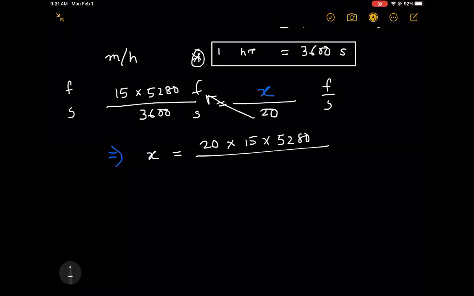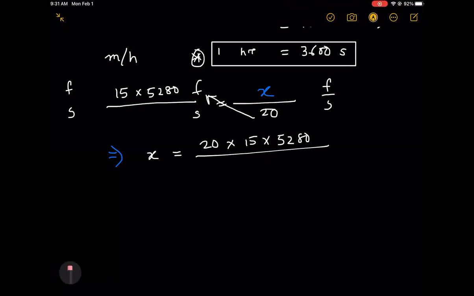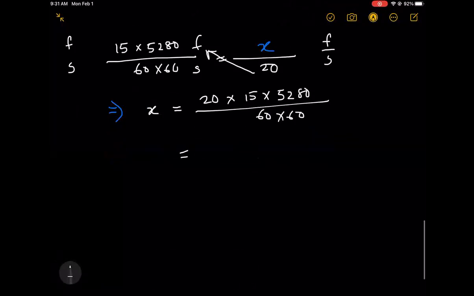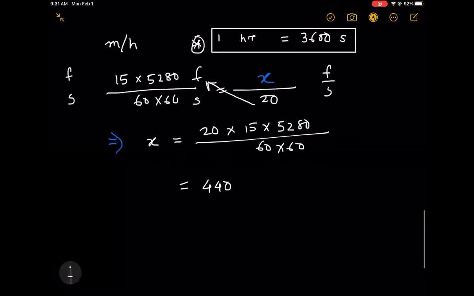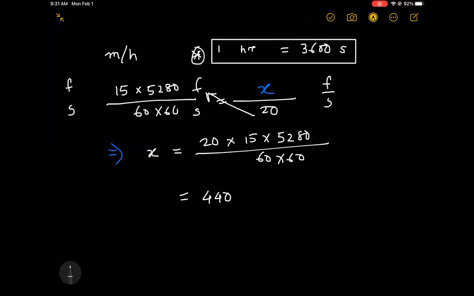Pardon my bad handwriting. Or I can actually write this as 60 times 60. This will help me to cancel out easily. Now if you solve it, you will get 440, and that would be your final result. We are running short of time, so I'll end it here today, but I'll send you the recording soon after I finish. Hopefully if you see this over and over again, you'll be able to understand what I did here and how I did it.